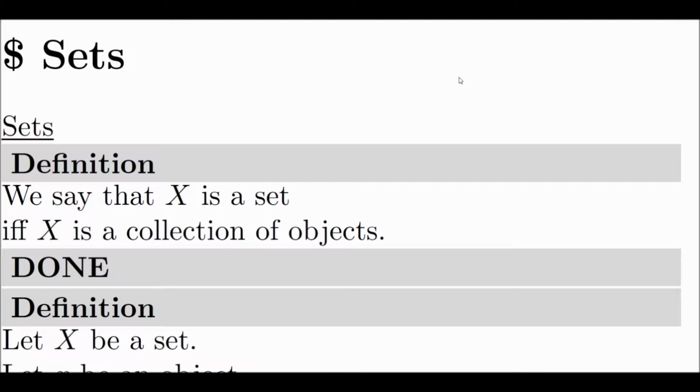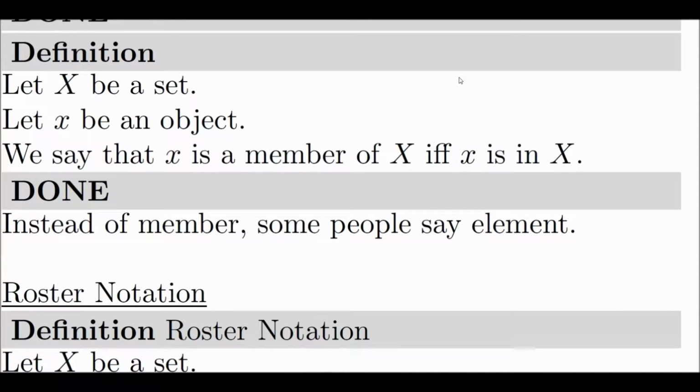So here are some quick remarks about sets. We'll say that X is a set if X is a collection of objects. Let's say capital X is a set and little x is an object. We'll say that little x is a member of capital X if little x is in capital X. Instead of saying member, some people will say element.